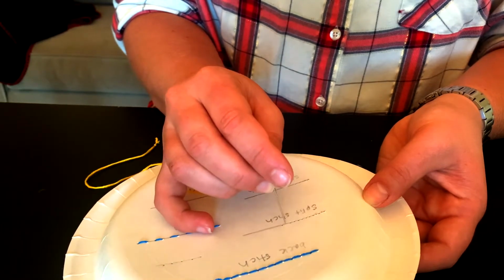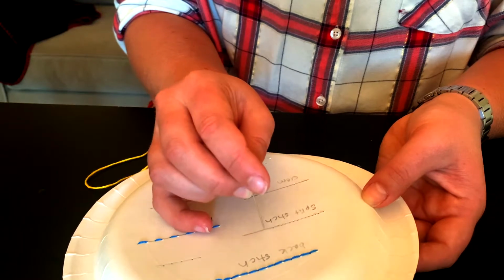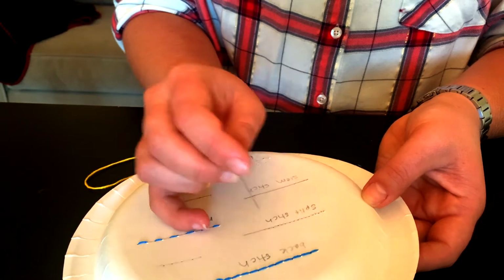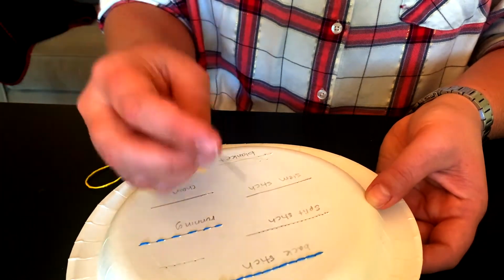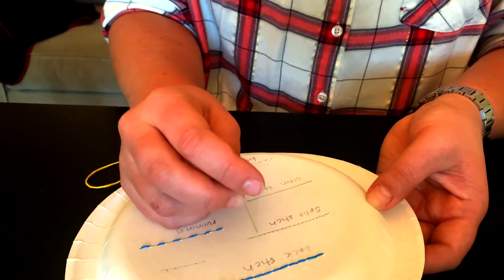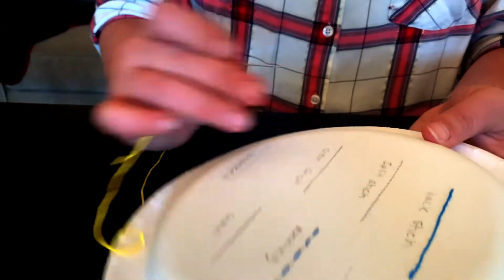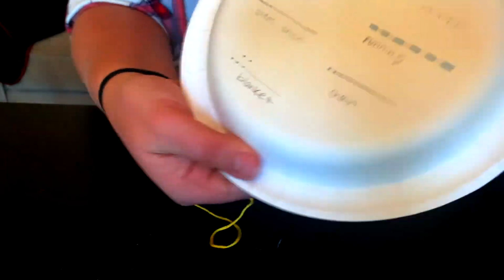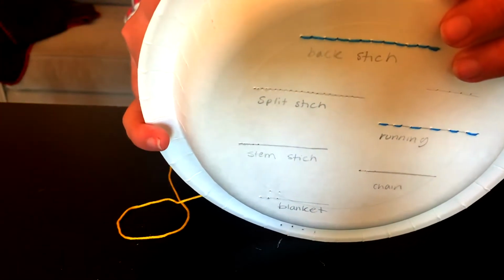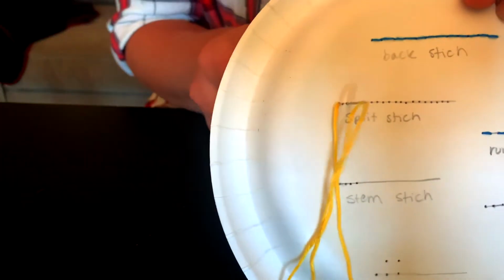And again, I'm just punching them out because I find that when I'm practicing, especially on something solid like a piece of paper or a plate in this case, it's just so much easier to have the holes already there, especially if I want to make sure that everything is in a very straight line. So same deal, I'm going to come out the front and then I'm going to skip this hole and go to the next one.